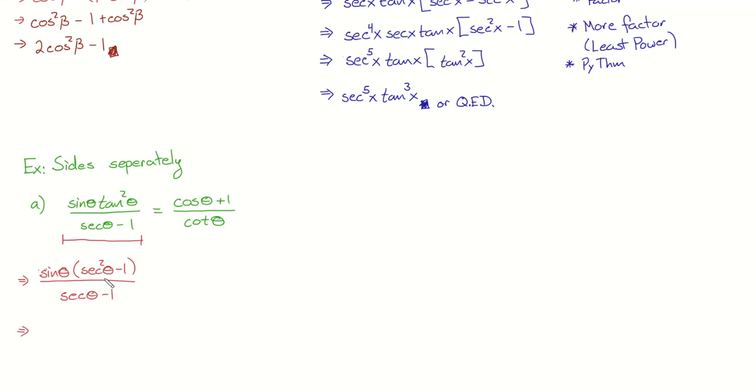But this secant squared theta minus 1, as triggy as it looks, it's just a difference of squares. So I have secant squared, whose square root is secant, and 1, whose square root is 1, and it's a difference. So I'm going to go ahead and factor this using the difference of squares. Secant theta plus 1 and secant theta minus 1.